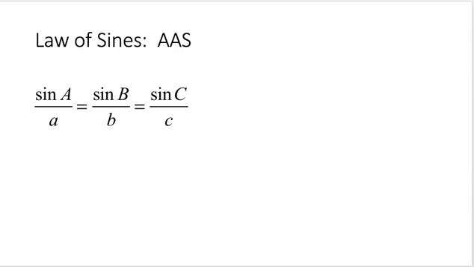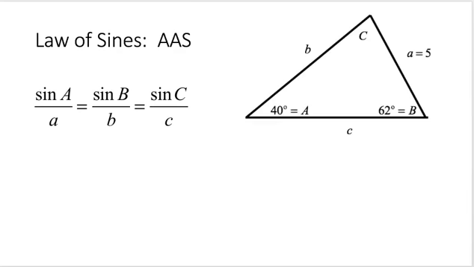The thing to remember is little a is opposite big A. So if we're looking at this picture, big A is 40 degrees, little a is opposite it. Little a is 5. Big B is 62 degrees, little b is opposite. And little c is what we're going to look for, and it is opposite big C. So the sides are opposite the angles with the same letters.